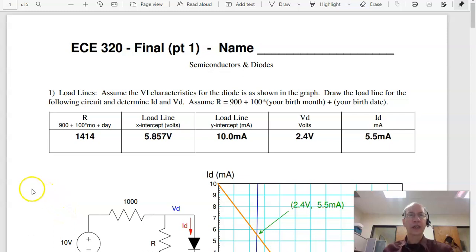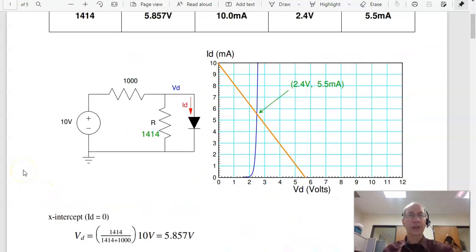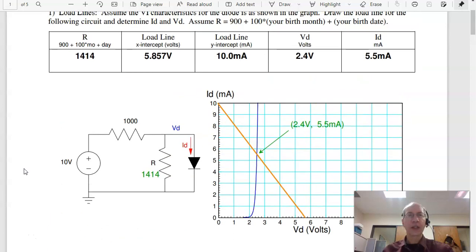Here's solutions to the final for ECE 320 for fall 2022. The first problem is a load line problem. Given the diode, draw the load line for the following circuit and solve graphically for the voltage and current.